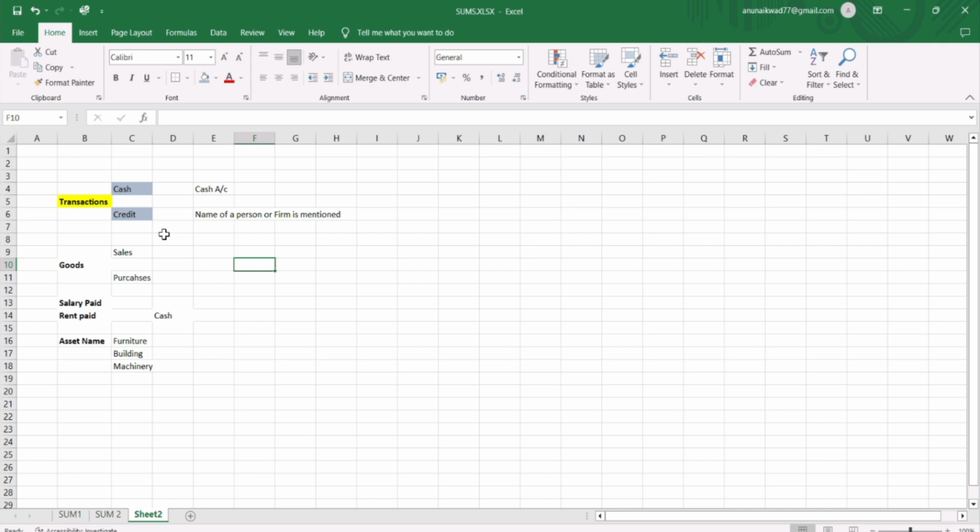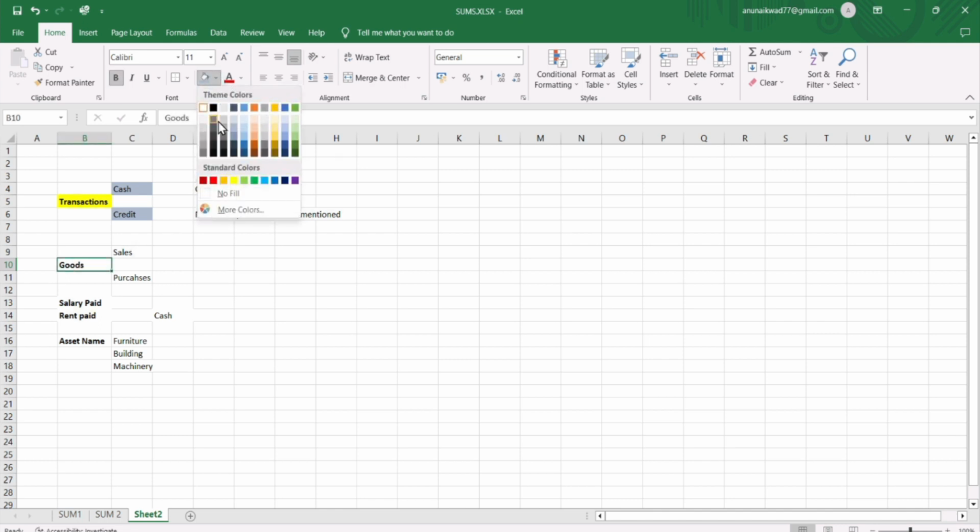Also, there is a possibility that the transaction may be goods bought from Mrs. Swati for cash rupees 10,000. Here both the name and cash are there. But when we read it, it is clearly understood that it is bought for cash, so the cash account comes into consideration.